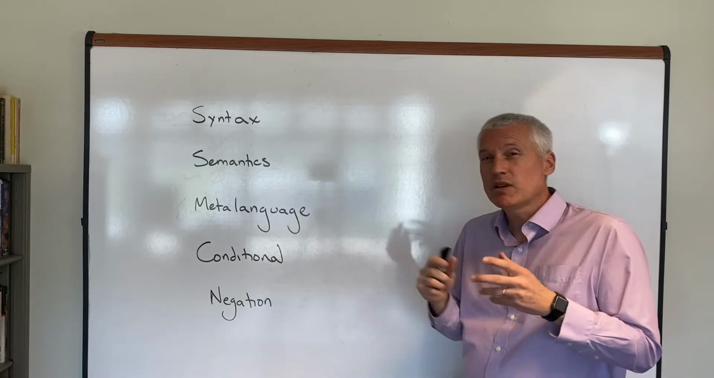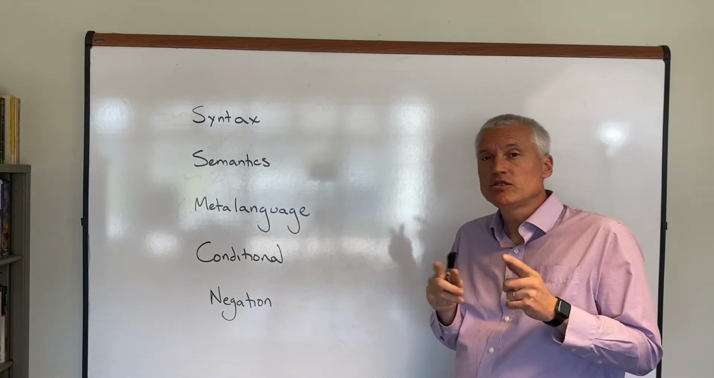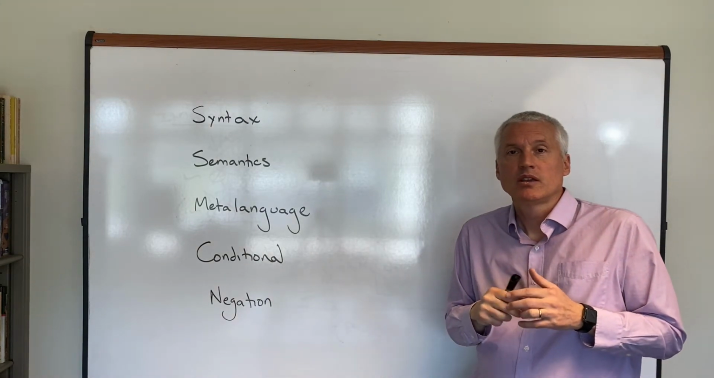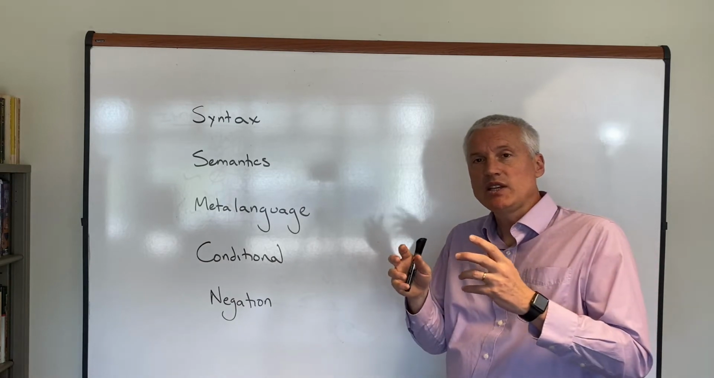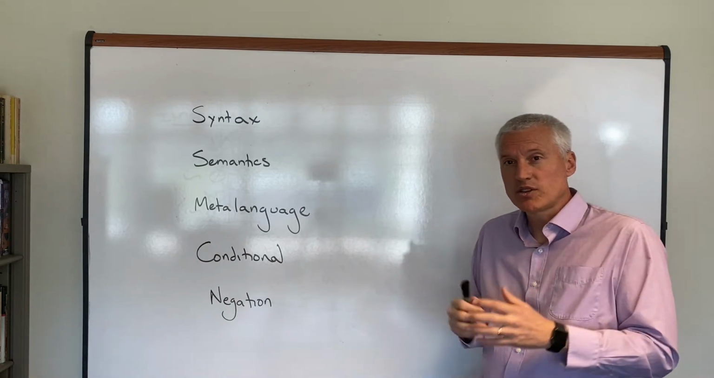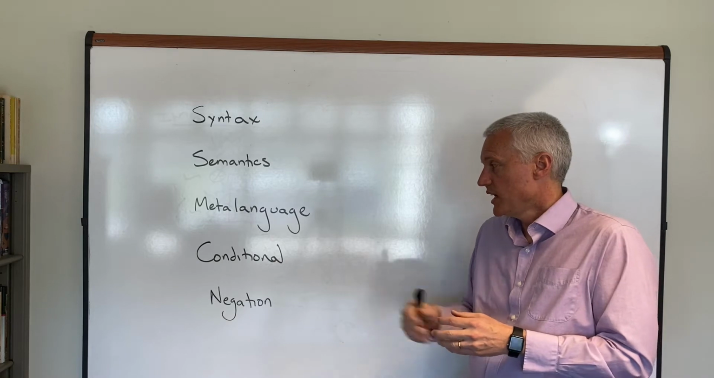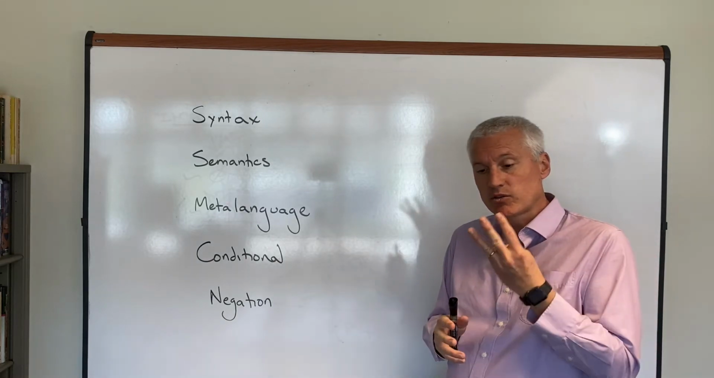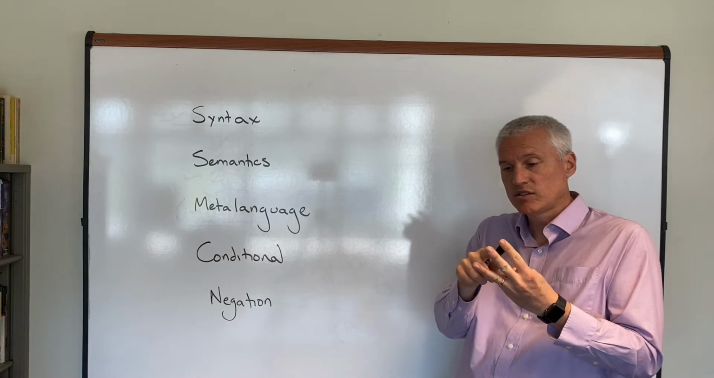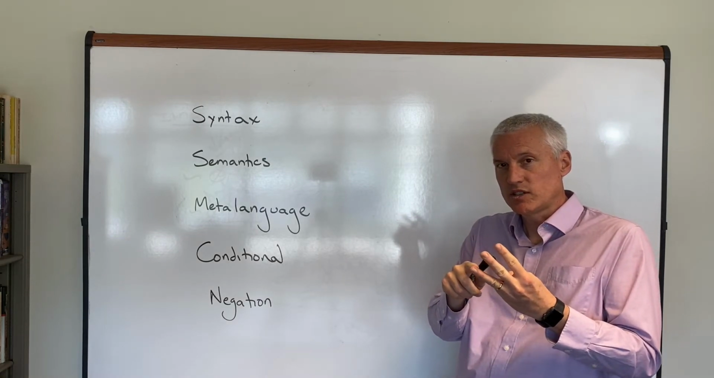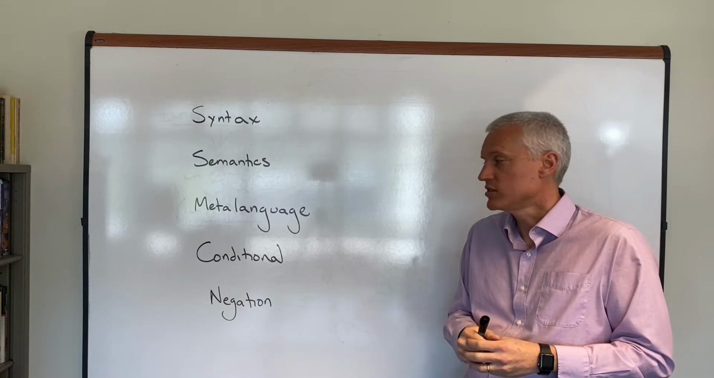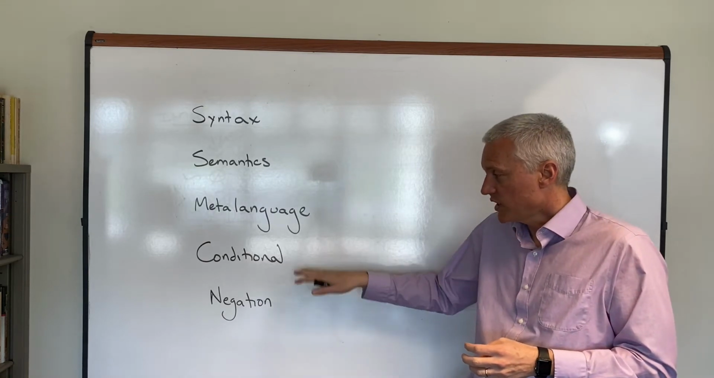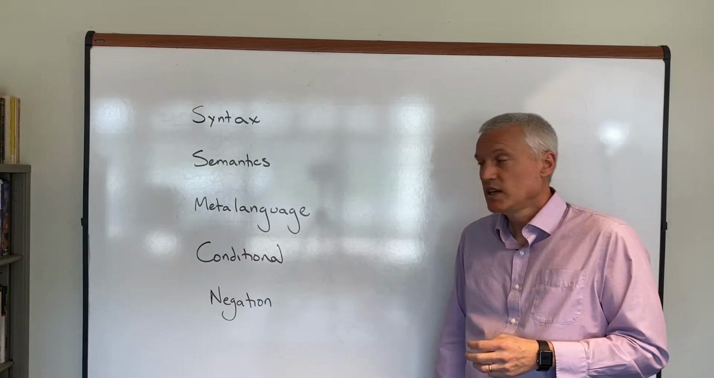We introduced the idea of meta-language, the language we use to talk about our language. We use Greek symbols for that, and we need that so that we can say general things about our logical language. And we introduced a conditional and negation, two new kinds of sentences. So now we have three kinds of sentences: atomic sentences, conditional sentences, and negation sentences. Three kinds of sentences. And we've seen the syntax for those, and we've seen the semantics for those.